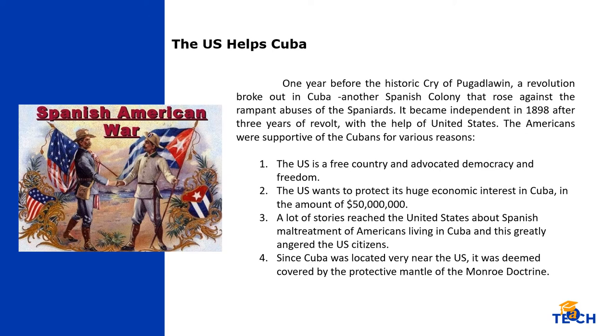First, the U.S. is a free country and advocated democracy and freedom. Second, the U.S. wants to protect its huge economic interest in Cuba in the amount of $50 million. Third, a lot of stories reached the United States about Spanish maltreatment of Americans living in Cuba, and this greatly angered the U.S. citizens. And fourth, since Cuba was located very near the U.S., it was deemed covered by the protective mantle of the Monroe Doctrine.